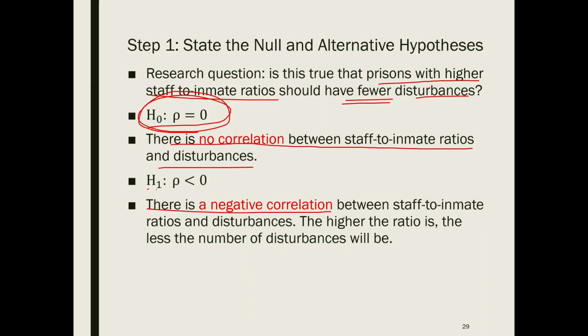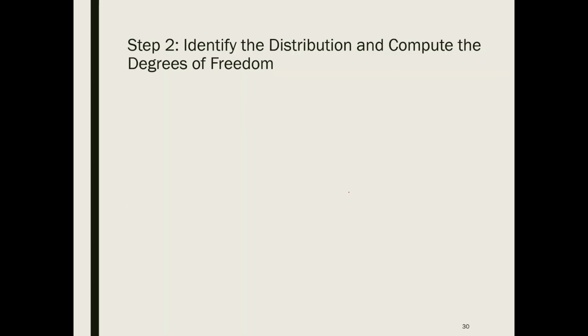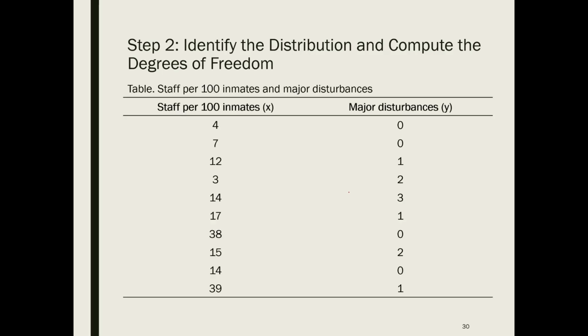So the alternative hypothesis will be there is a negative correlation between the two variables. Therefore, the rho, the population correlation, is less than 0. The second step, identify the distribution and compute the degree of freedom. The distribution, again, is the t distribution, right? The degree of freedom, again, is not all the numbers minus 2. It's the number of the cases minus 2.